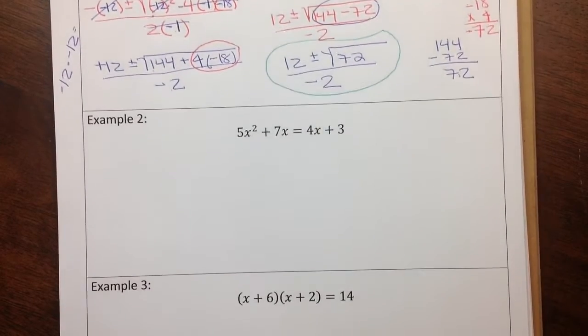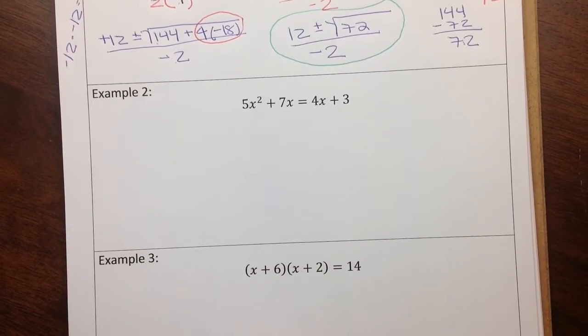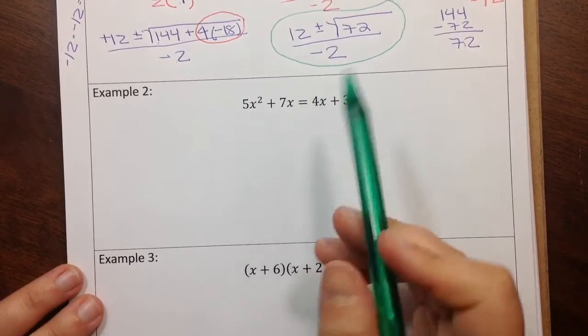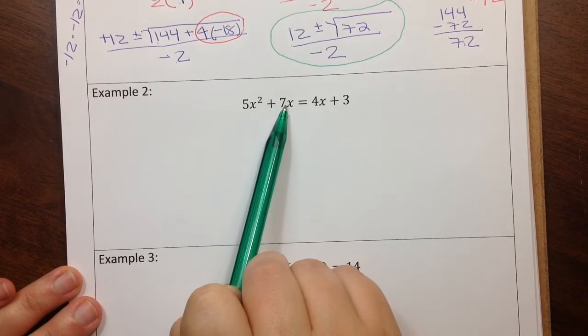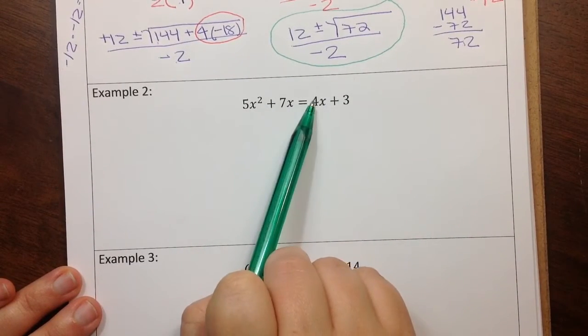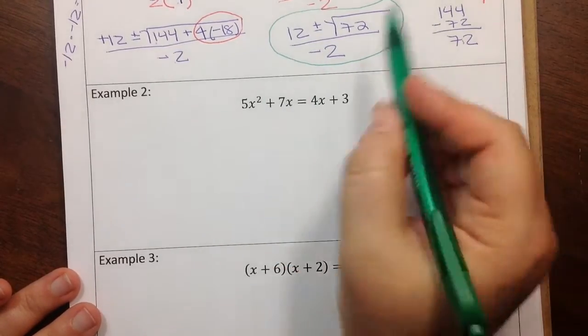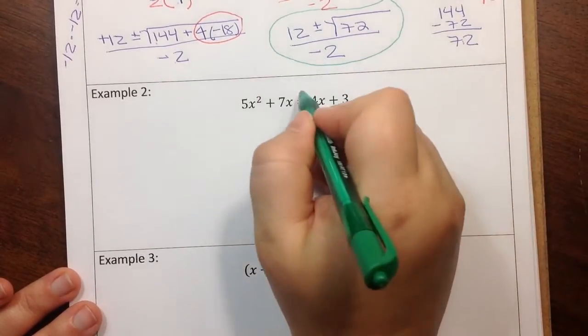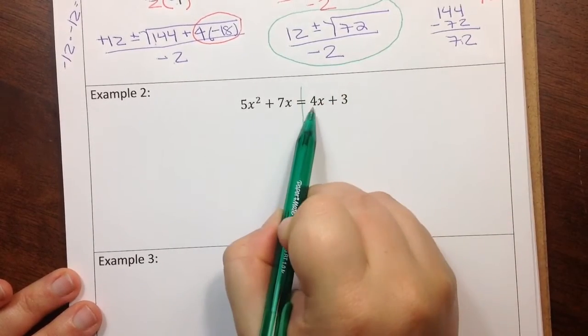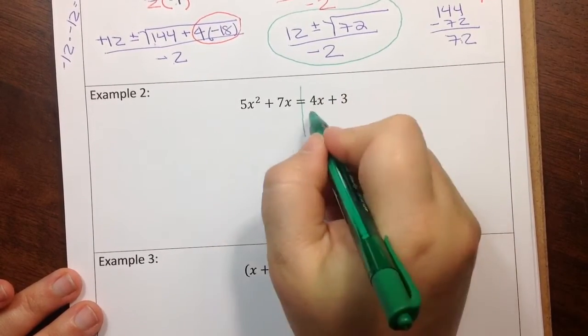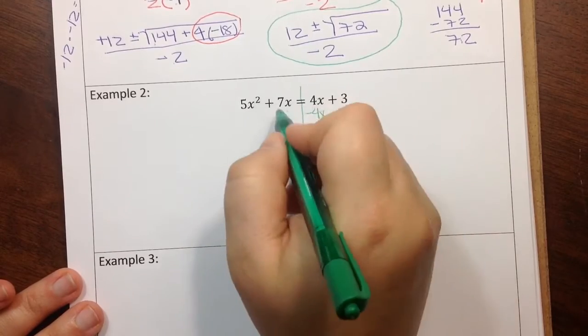All right, let's do example 2. Now if we notice example 2, I need it in standard form, which says ax squared plus bx plus c, but I'm not in that form. So it's super easy. I just have to get everything equal to 0. So I can draw my little line. How do you get rid of a 4x that's positive? Well, you subtract it on both sides.